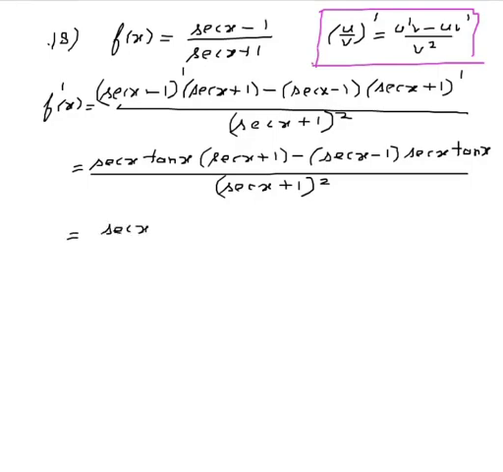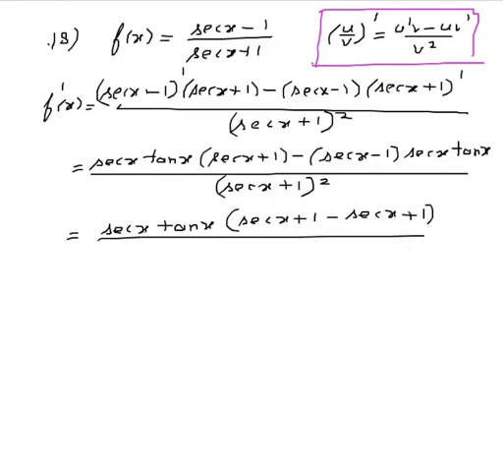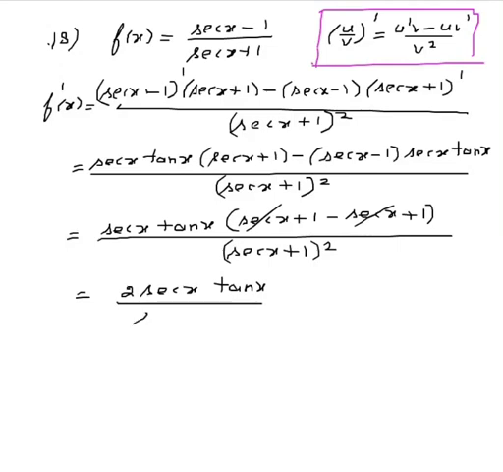Here we have secant x into tan x common. We get secant x plus 1 from the first term and minus of (secant x minus 1). So distribute the negative sign: minus secant x plus 1, divided by (secant x plus 1) squared. Therefore the answer is 2 secant x tan x divided by (secant x plus 1) squared.